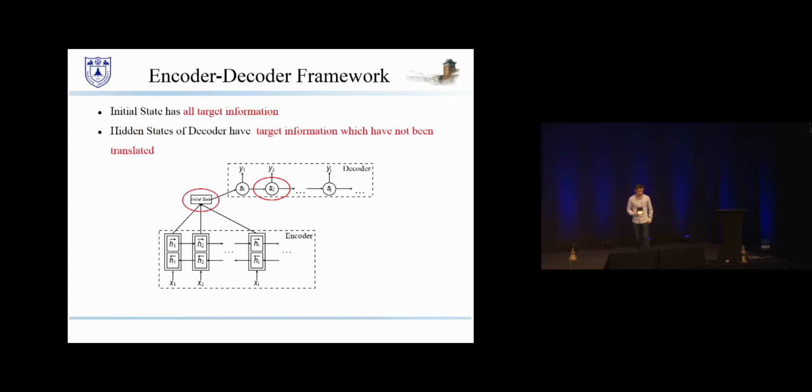In summary, we think the initial state has all target information, and the hidden states of the decoder have target information which hasn't been translated. And the transition of the states represents the transition of the information, which in turn affects the translation quality. So the initial state and the hidden states of the decoder play an important role in the translation.